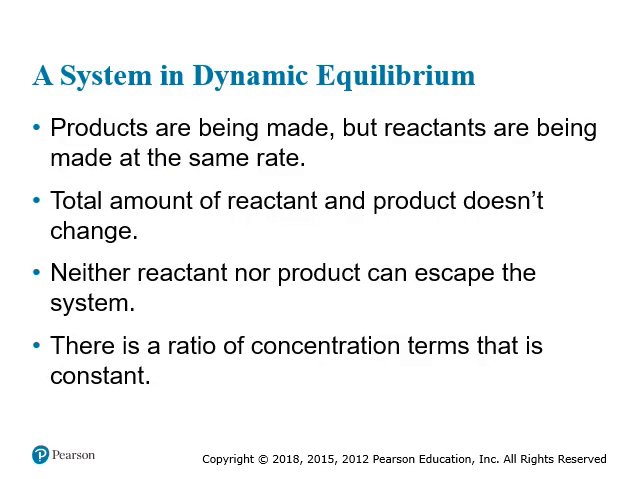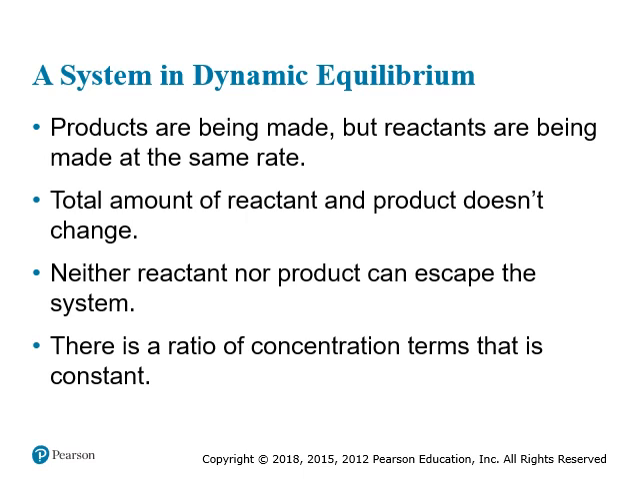So if a chemical system is in dynamic equilibrium, if we have indeed established chemical equilibrium, then products are constantly being made, but at the same time, reactants are being made and at the same rate. So the forward reaction is proceeding at the same rate as the reverse reaction. If that's the case, then the total amount of reactant and product isn't going to change. It's going to remain constant. For every amount of reactant that is consumed and forming product, we're going to see product being consumed and forming reactant. Neither reactant nor product can escape the system.